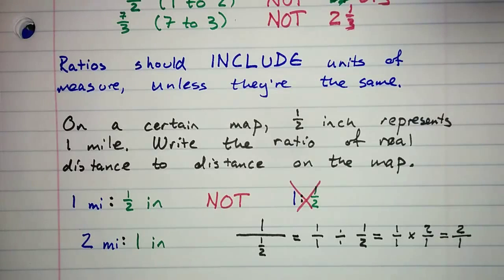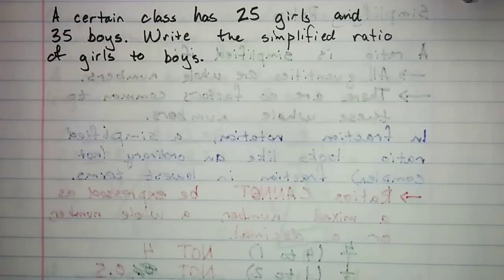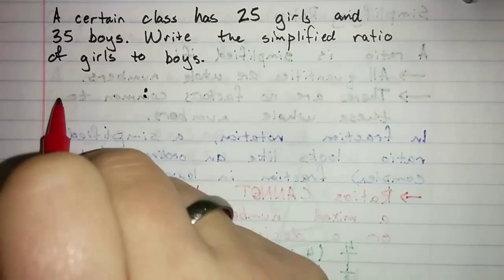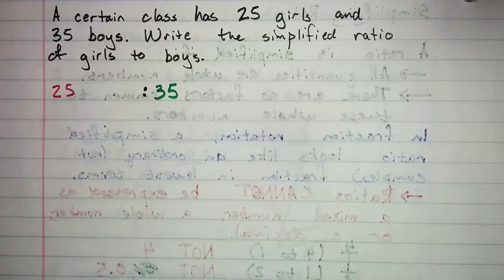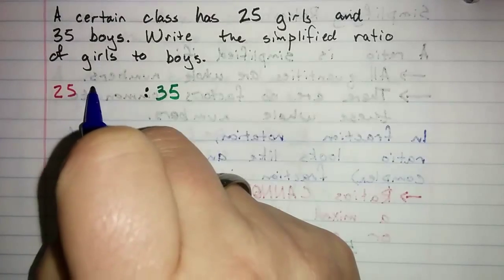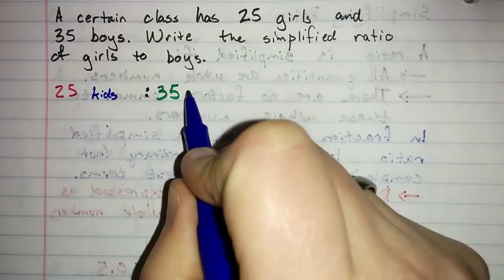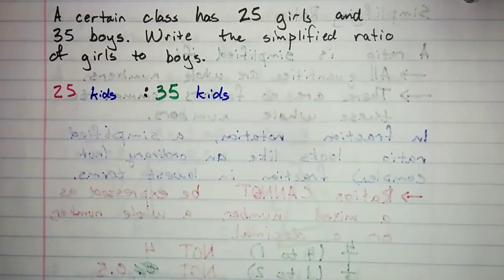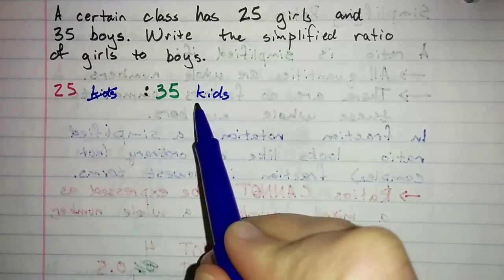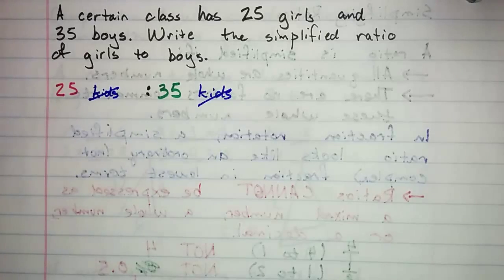Now, if the units are the same, say we have 25 girls and 35 boys in a class, and we want to write the ratio of girls to boys. We'll have girls first, boys second. What are the units? What are we counting here? I think we're counting entire kids, right? So we have 25 kids to 35 kids. Notice how the units of measure are the same. We can think of those as canceling out.